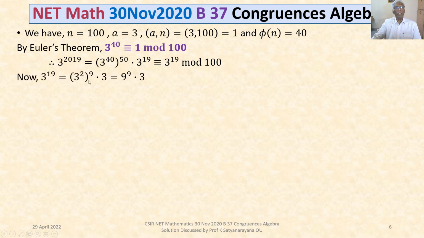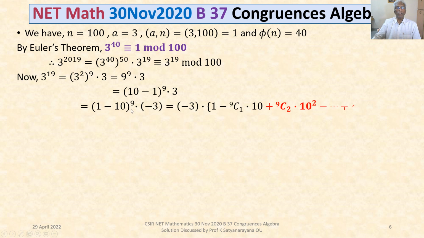Now, 3 power 19 is equal to 3 square to the power of 9, that is 3 power 18 into 3. And 3 square is 9, so 9 power 9 into 3. 9 is written as 10 minus 1. This is equal to 10 minus 1 to the power of 9 into 3. 10 minus 1 is written as 1 minus 10. To do so, we take minus 1 to the power of 9 common, that is minus 1 out, and that will be equal to 1 minus 10 to the power of 9 into minus 1 into 3, that is minus 3.